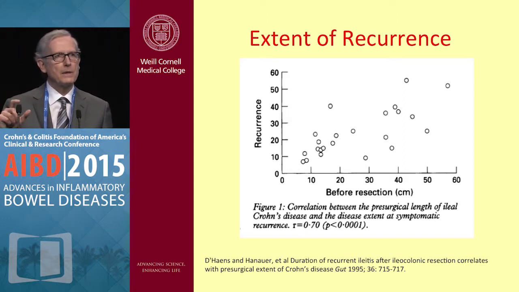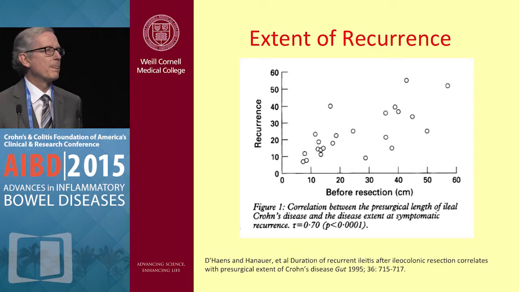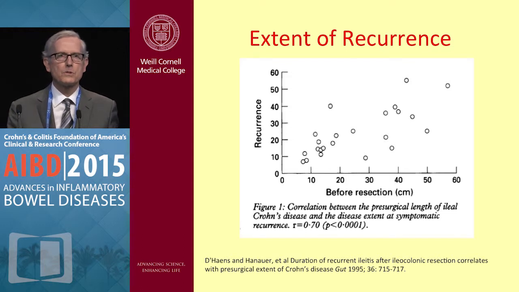They found a correlation which was practically 1-to-1 between the extent of the index disease with the extent of the recurrence. So in other terms, if the original disease, say, was a 15-centimeter terminal ileal disease, there was a 95% correlation with recurrent disease being 15 centimeters in the neoterminal ileum years later when the recurrence was ready for surgery.